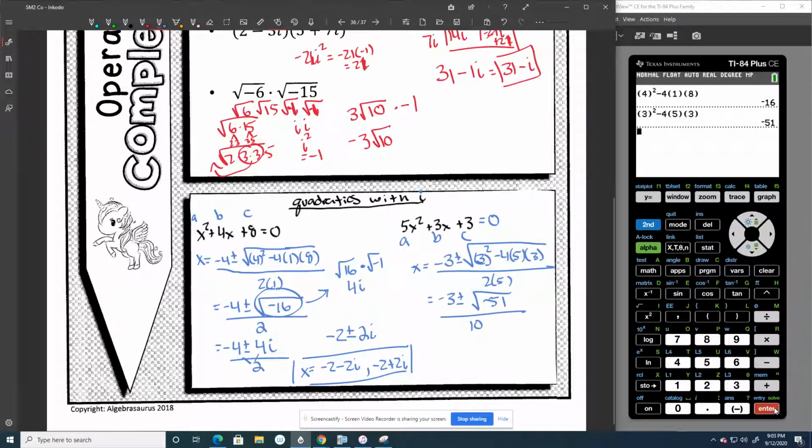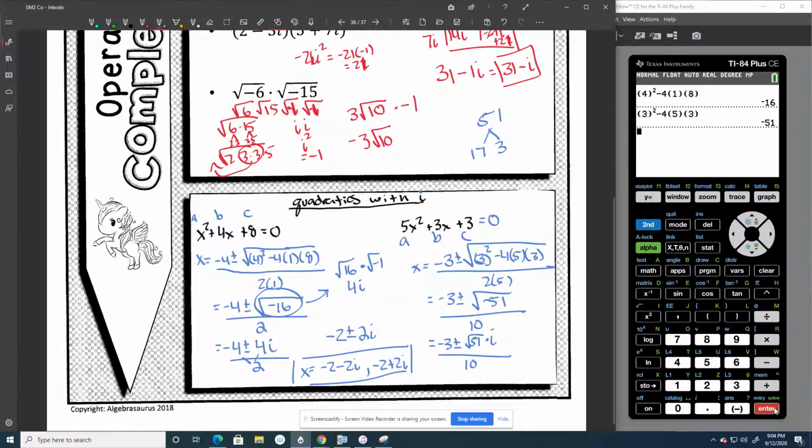Now, negative 51 is not prime. 51 is divisible by 17 and 3. But those are both prime. So we're not going to be able to pull anything out other than I can rewrite this as negative 3 plus or minus, instead of a negative square root, because we're not supposed to do that, I can change that to root 51 i, all divided by 10.